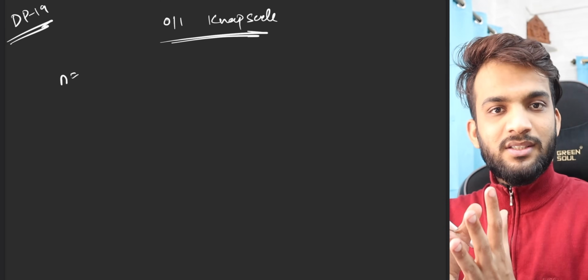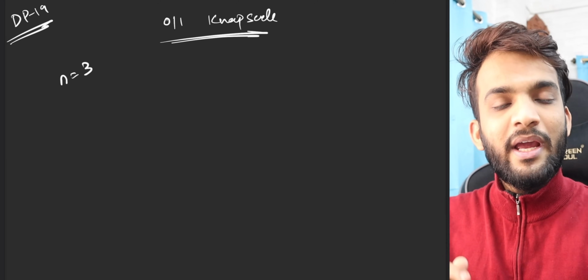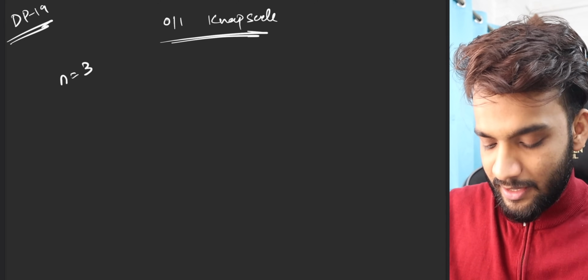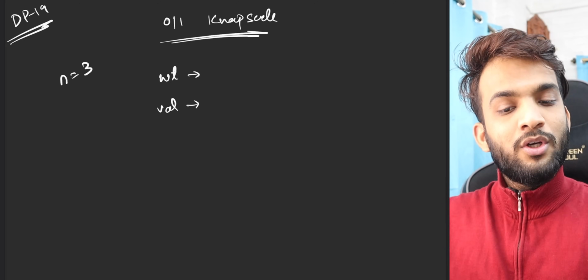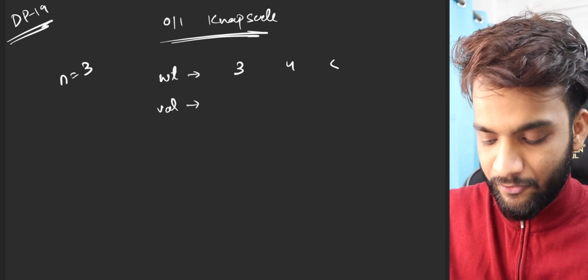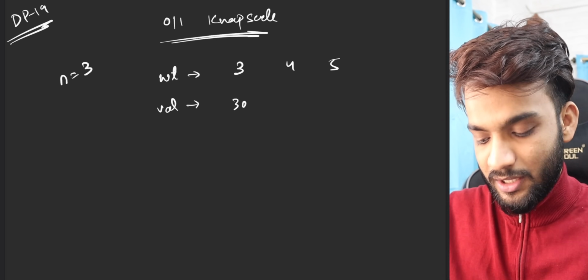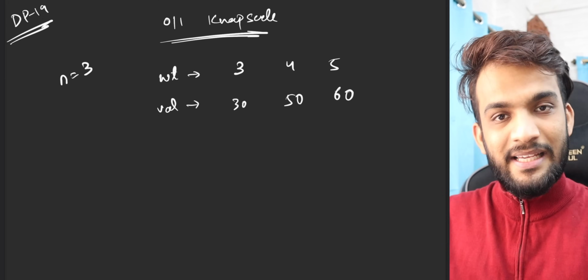What is the problem stating? The problem is stating there is a thief who goes to some house to steal items, and in that house there are n items, and let's assume there are three items. Each of the items has a particular weight and a particular value. So let's assume there are items with weights 3, 4, 5, and the weight 3 item will have a value 30, this will have a value 50, and this will have a value 60.